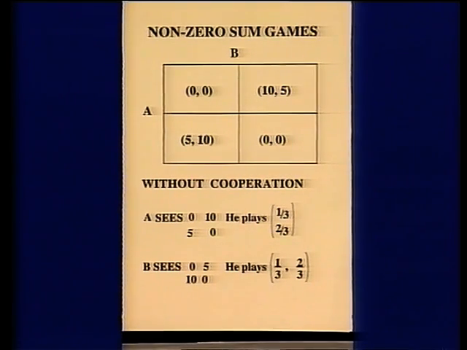A has 2 options, the 2 rows, B has 2 options, the 2 columns. The payoffs are shown as a coordinate pair. The first coordinate is the payoff that A would receive, and the second coordinate the payoff that B would receive under the particular combination of pure strategies.